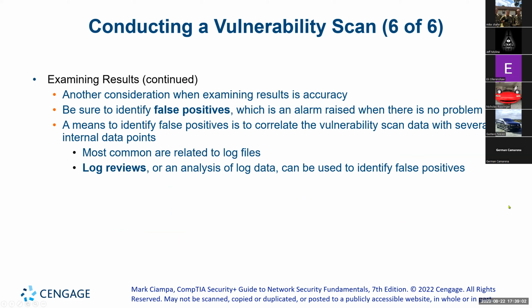And another consideration when examining, there we go, false positives. That's when your alarm is raised when there's no problem. So a means to identify a false positive is to correlate the vulnerability scan data with several internal data points. Most common are related to log files, log reviews, or an analysis of log data. So sometimes with the situation I was talking about, if you have something that seems really off, you can run your logs and look against your logs to make sure things are on there.